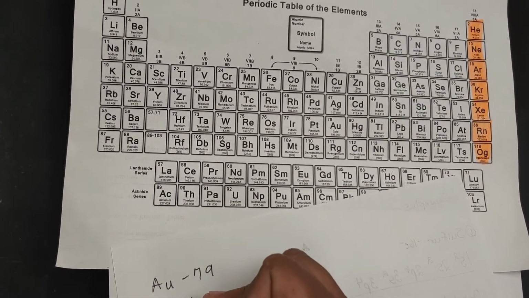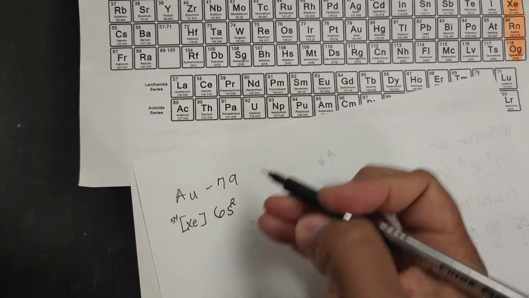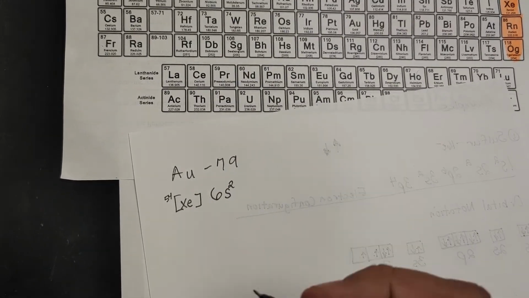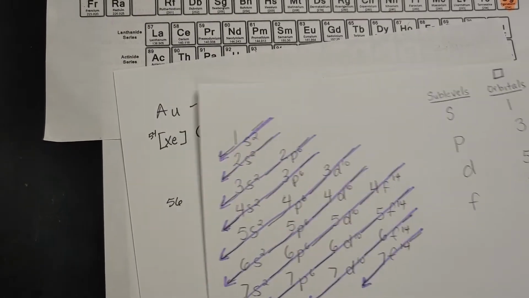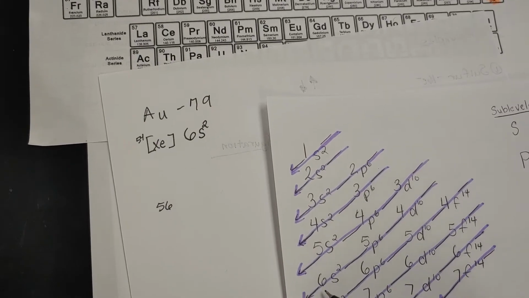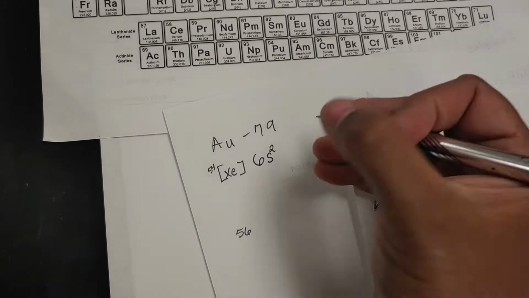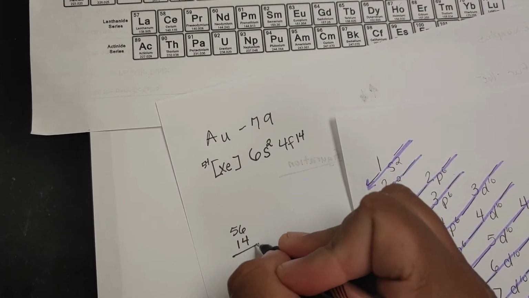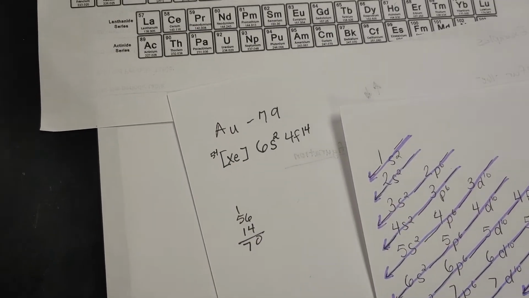So we put the number 6 and always put the S to begin with. And S's can hold 2. Okay, 54 plus 2 is 56. We need 79, right? So I'm just going to write down we have 56 so far. So now I go over here on the Aufbau diagram. I look at where 6s is. Okay, where is 6s? There it is. And so the next one is 4f14. So 4f14. I'm going to add to see how much I have so far. 56 plus 14 is 70. Okay, I have 70. I have 9 more to go.